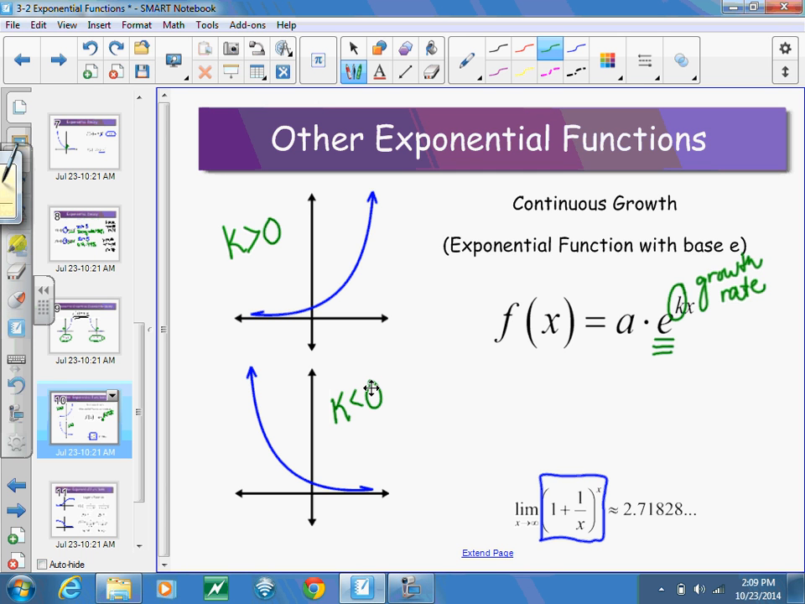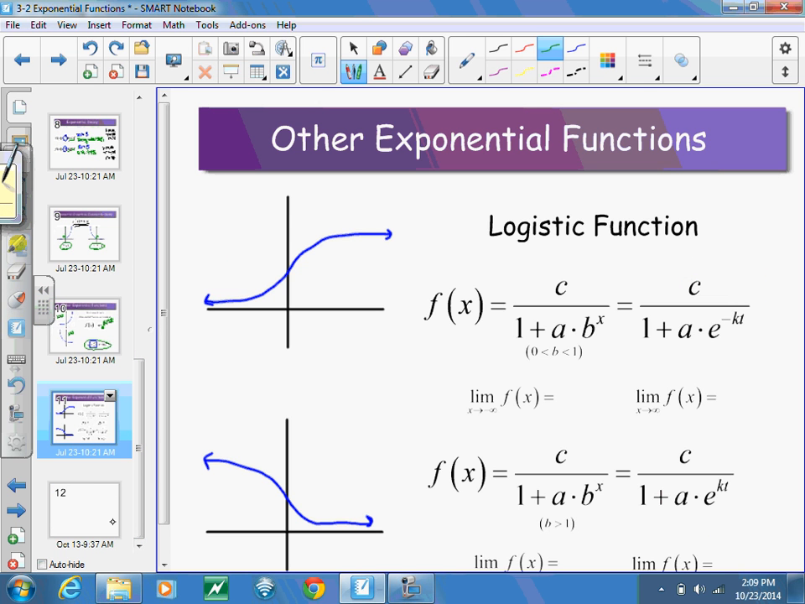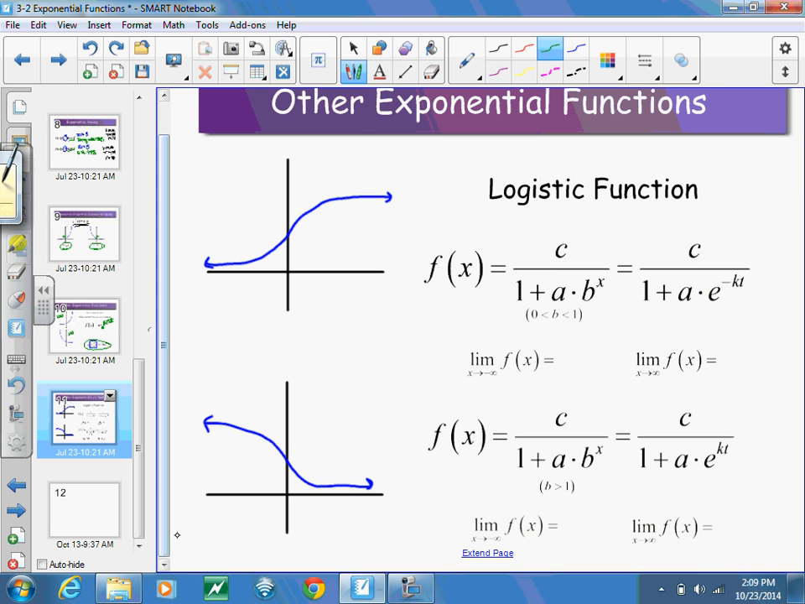And so this is an example that we'll be looking at, and this is talking again about continuous growth or continuous decay. And we'll be talking more about this limit later on once we start using it in the financial part of exponential growth and decay. And then the other function, which this is the first time you've probably seen this one, but we introduced it when we talked about our 11 basic functions, and that is the logistic function.